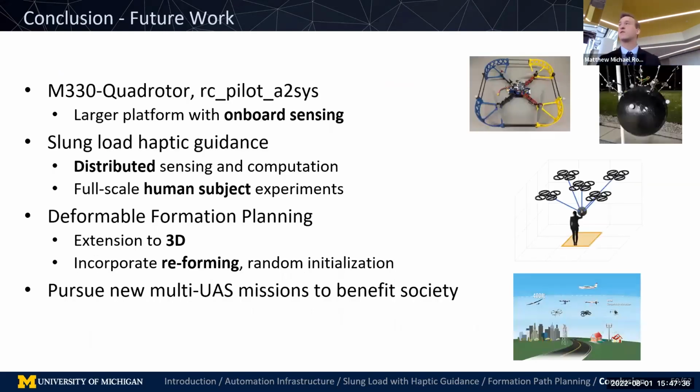And future work, specifically for these open source contributions, we would love to have a larger platform to have some onboard sensing with these vehicles to really make this available to the entire robotics community such that you don't have to build it on your own. You can standardize this, have this low cost option. And within slung load, having a distributed computation and sensing setup, whereas instead of having an instrumented payload, we move those sensors to the vehicles, they share information between them, and we can actually make this a deployed system and get it towards the end user. And this can be accomplished by doing some full-scale human subject experiments as well.